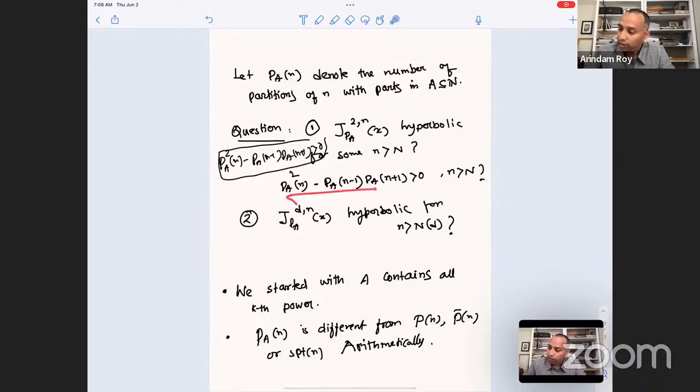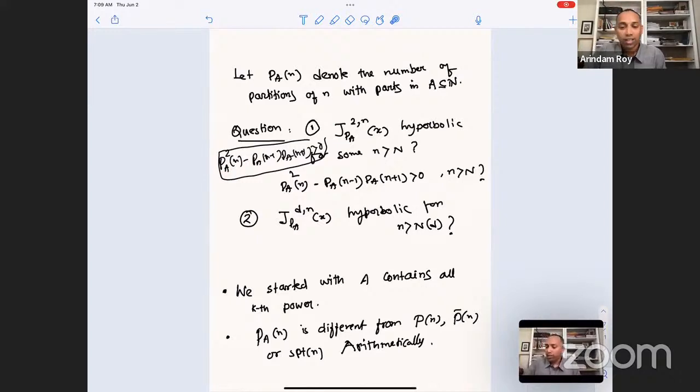Oh, sorry, I already wrote it. And then the big question is, is it hyperbolic for all degree d? So we started looking at these things. We started working on it, and we were not able to take any A. Okay, let's start with A, which contains all the kth powers.